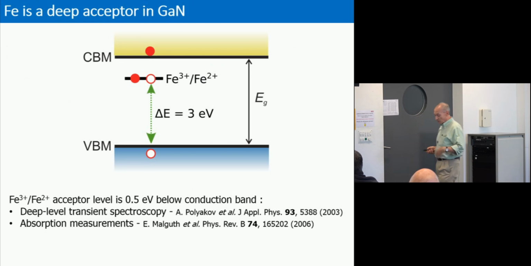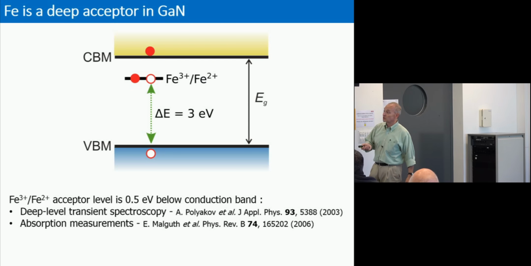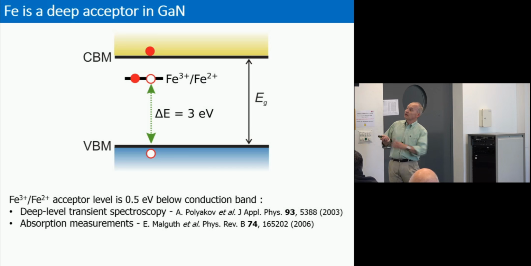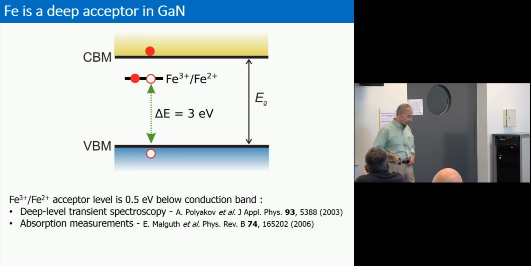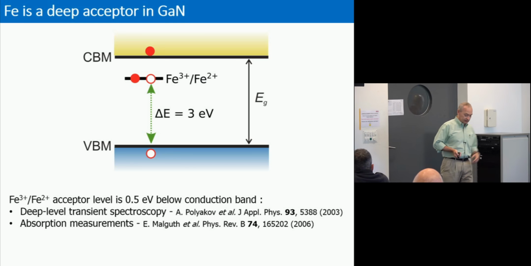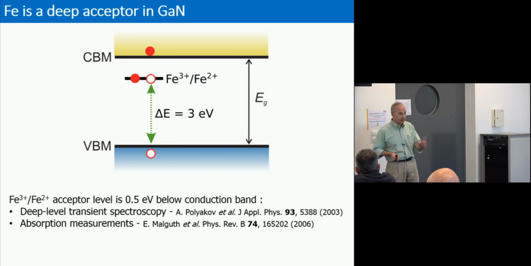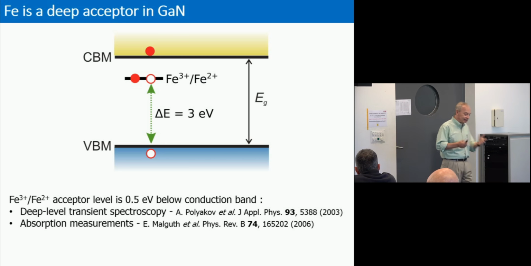So, what is known about iron? Well, again, this is not new. There have been experimental studies for a number of years to identify the electrical characteristics of iron in gallium nitride. In particular, where is the level in the band gap? A number of these studies were originally done in the context of using magnetic impurities in gallium nitride for the purpose of making dilute magnetic semiconductors. I think that technology did not really develop, but there was a strong interest at the time.